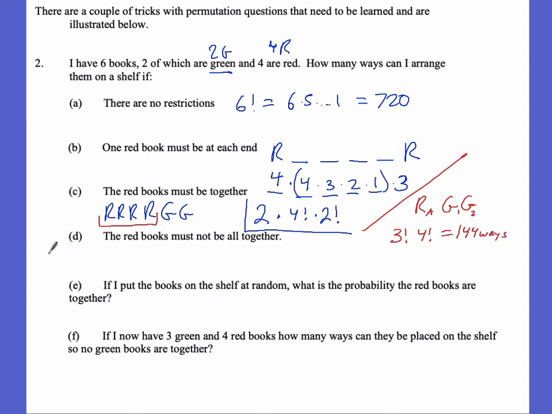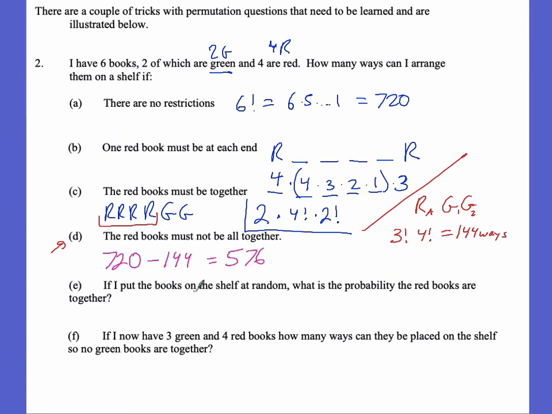Okay. Then part D. In part D, the red books must not all be together. So you just need to do the total number of ways, if you think about it, minus 144. So often doing this kind of thing is a lot easier than doing it the other way. Sometimes, to figure out the number of ways something cannot happen, you do the total minus the number of ways something can happen. Okay, so this is a useful tactic sometimes when solving these problems.